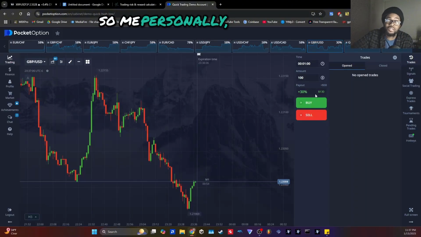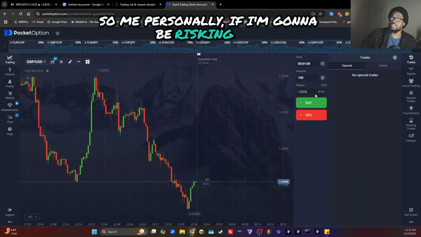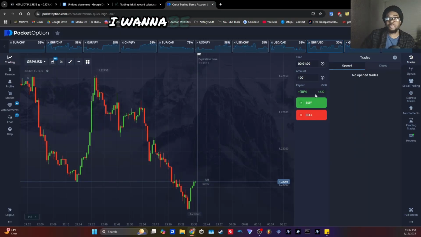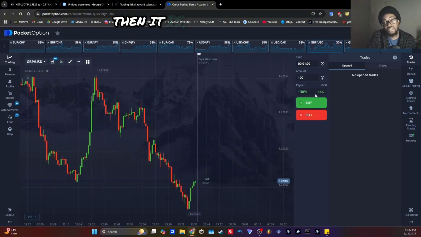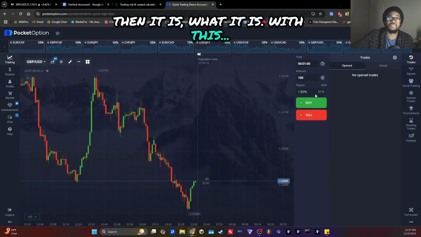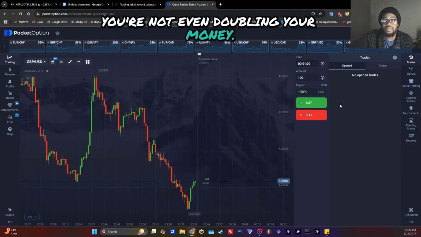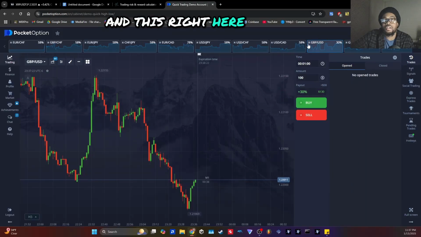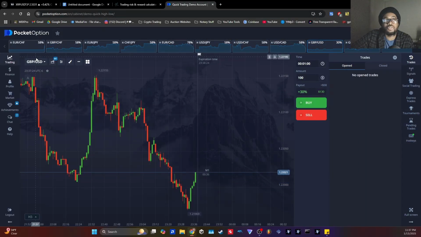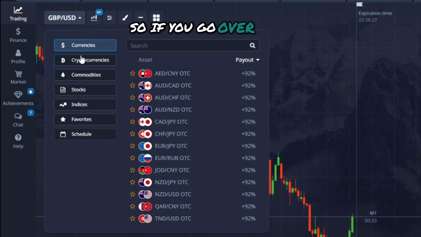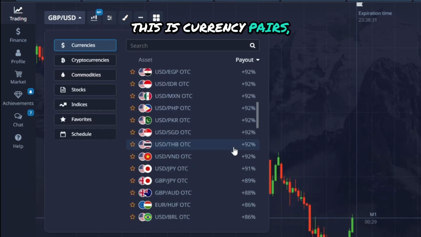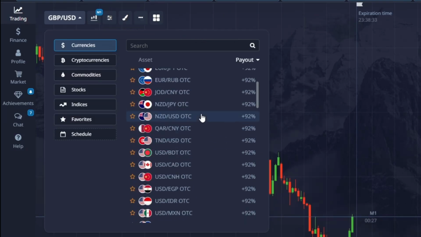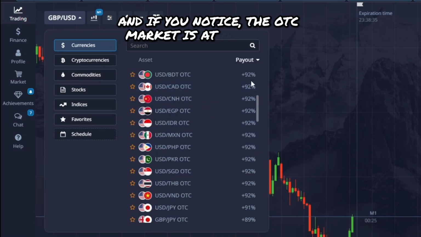So me personally, if I'm gonna be risking $100, I want to be risking it to at least double my money. And if I don't double my money, then it is what it is. With this, you're not even doubling your money. And this right here is going to depend on whatever asset that you're on. So if you go over here, this is cryptocurrencies, or I'm sorry, this is currency pairs. They have what's called the OTC market. And if you notice, the OTC market is at a plus 92%.